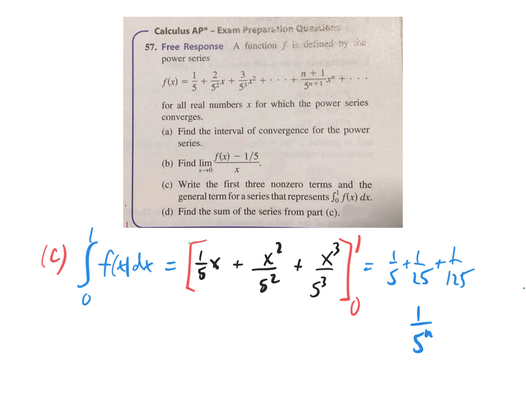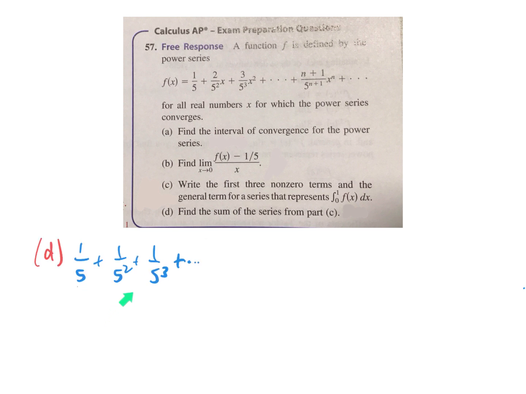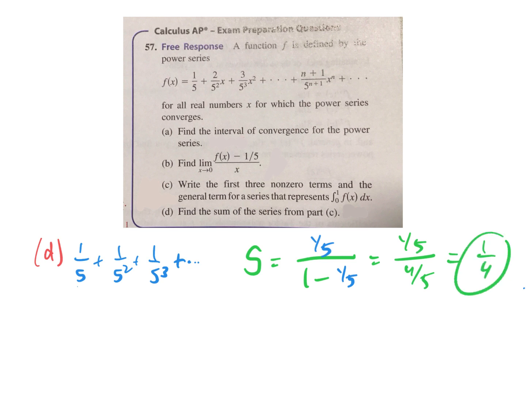Alright, part D. The sum of the series is easy. That's just a geometric series where the first term is a fifth, and r, the common ratio, is a fifth. So we have a fifth over 4/5, which is 1/4. There's number 57.